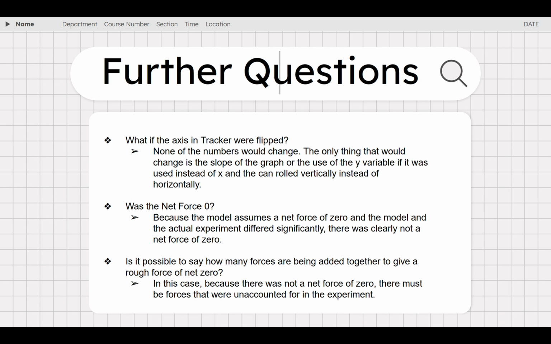Was the net force 0? Because the model assumes the net force 0 and the model and the experiment were slightly different, there was clearly not an actual net force of 0, and instead there was some other forces acting on it. Is it possible to see how many forces are being added together to give a rough force of net 0? No, it's not, because when we tried to add the forces together, we should have gotten 0, but we didn't get 0. So there must have been forces that were unaccounted for in the experiment.